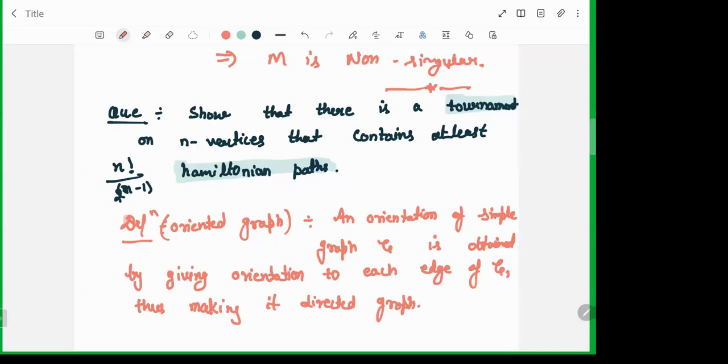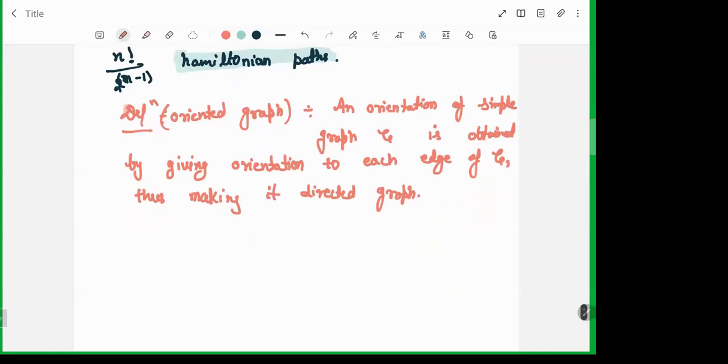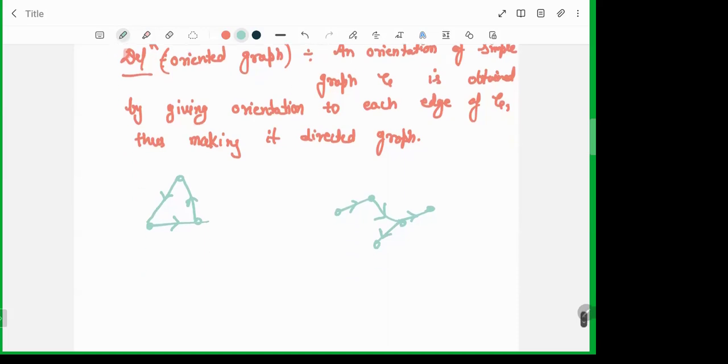Like examples. Suppose we have three vertices, and this is the graph. Then we can give it an orientation like this. Suppose we have this graph, then we can give it an orientation like this. So this is obtained by giving orientation to each edge of G, thus making a directed graph. This is an example.